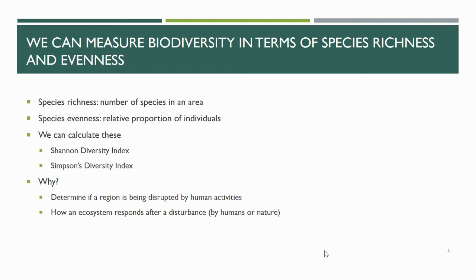We measure biodiversity in terms of species richness and species evenness. Richness tells us the number of species in an area, and evenness describes the relative proportion of individuals. These are able to be calculated by the Shannon Diversity Index and Simpson's Diversity Index. Why do we care? We need to be able to determine if a region is being disrupted by human activities and how ecosystems respond after a disturbance, whether that is by humans or by nature.